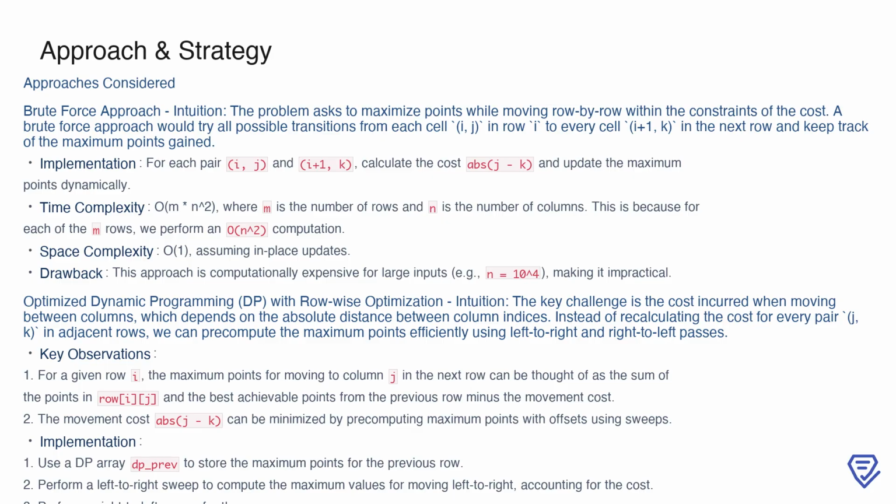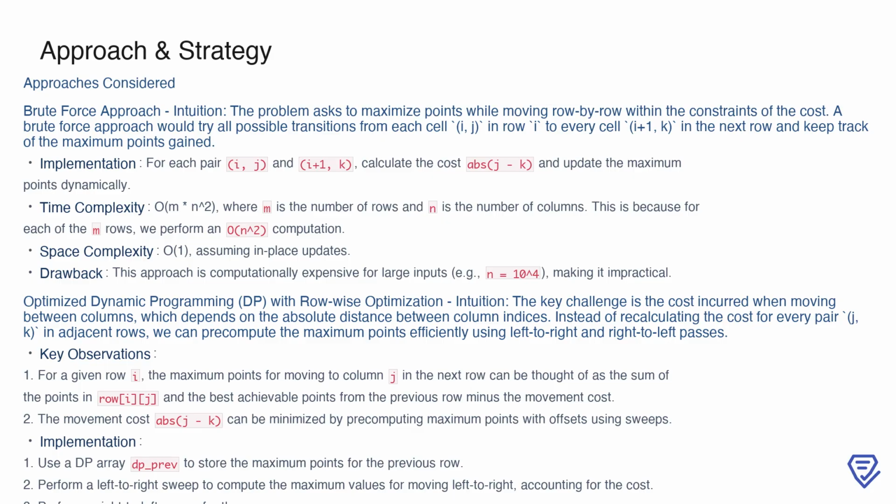While this method is simple and intuitive, it has a significant drawback. It involves a nested computation for every pair of cells, leading to a time complexity of m*n squared, where m is the number of rows and n is the number of columns. This becomes computationally prohibitive for larger matrices, such as when n is in the range of tens of thousands.